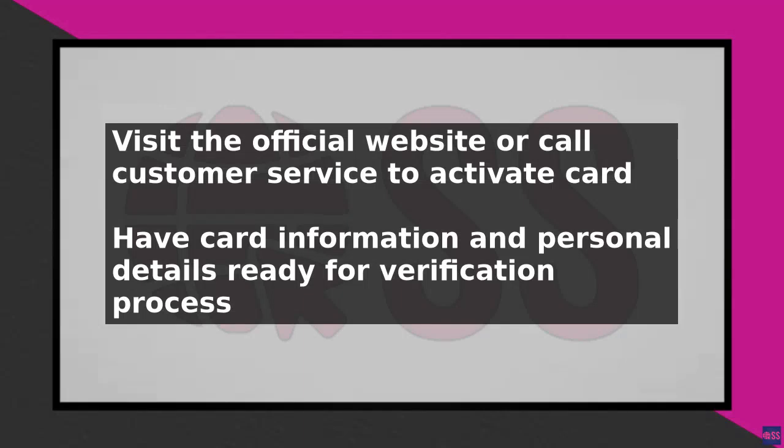To activate your Rapid Pay card, start by visiting the official website of the card issuer or by calling their customer service number. You will need to have your card information and personal details ready, including your card number, expiration date, and security code. Once you are on the website or speaking with a representative, follow the prompts to begin the activation process. You will typically be asked to enter your card information and verify your identity.